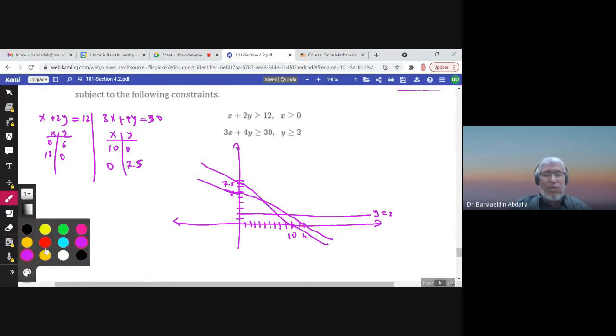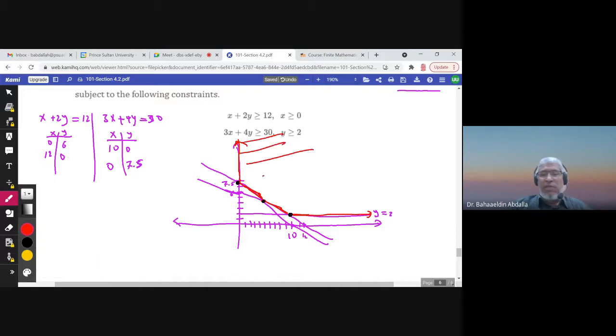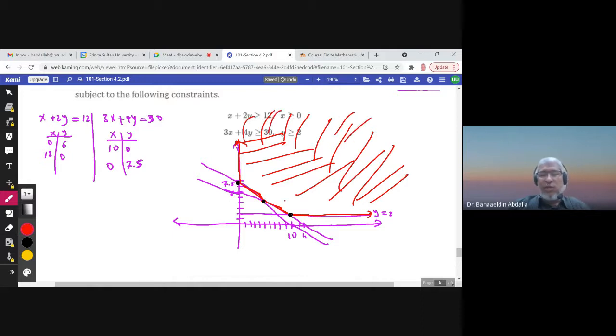So where is the region? This is the region. It's again unbounded and not closed. It's open. And this point is a corner point. This point is a corner point. This point is a corner point. And this is the region. It goes to infinity, okay? To infinity. This is the feasible region. All right.